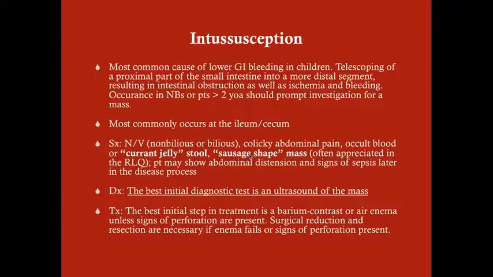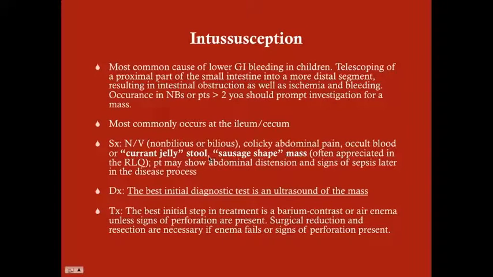It's telescoping in. As this goes on and you get the ischemia and the necrosis, then you start to have more obvious blood in the stool, and it's this currant jelly stool, and it's usually at this point when the parent brings their baby in, because this definitely is never normal looking.